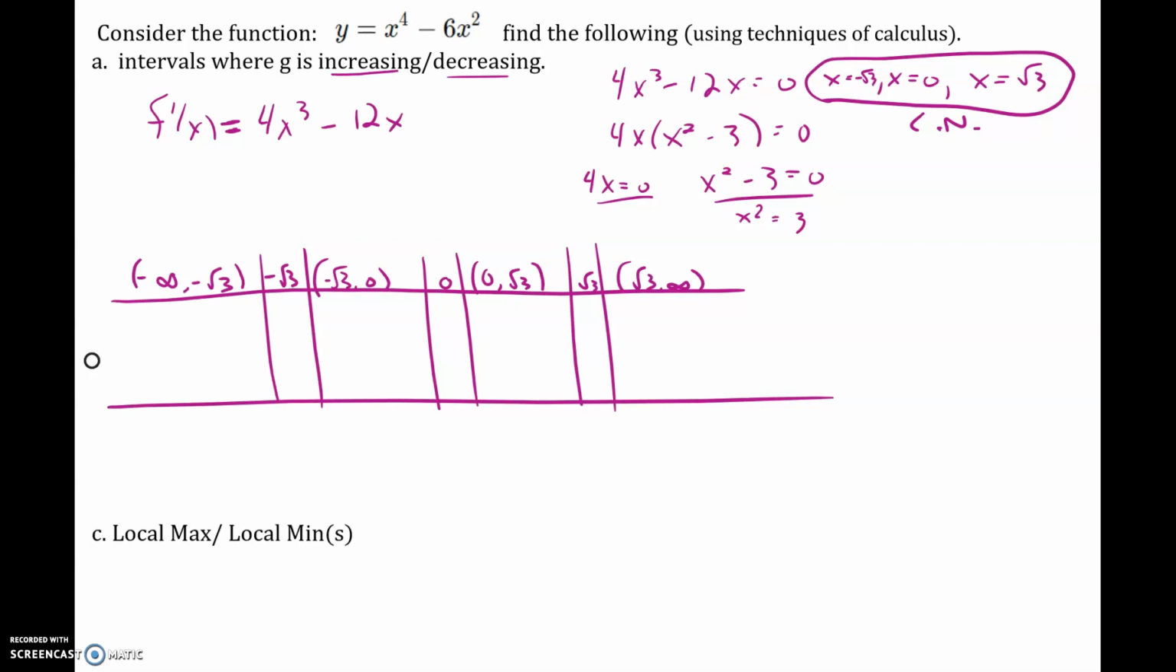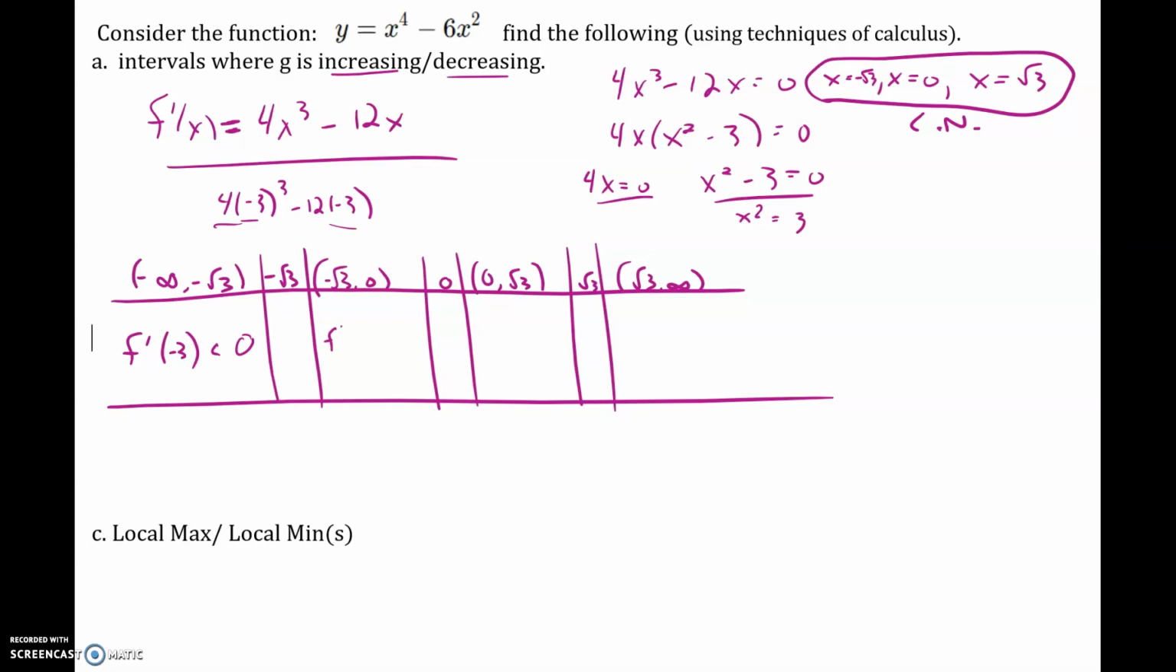Okay, so all you have to do is pick any test point you want and plug it into your derivative. What's less than negative root 3? Let's just pick negative 3. If I plug that into my derivative, I end up with 4 times negative 3 cubed minus 12 times negative 3. I just have to decide if that's a positive or negative number. Basically that's going to be negative, because this is negative 27 times 4, so that's over negative 100. I'm just going to add 36 to that. I don't care what it is, I just care that it's negative.